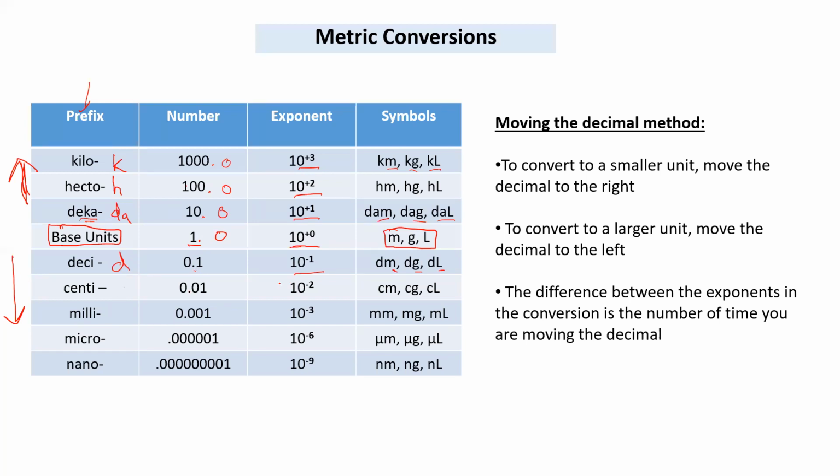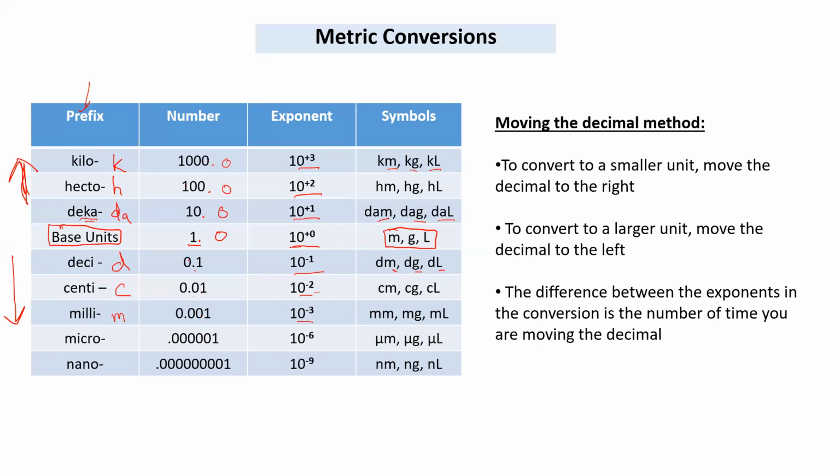And that's 10 to the minus 2. So that's the move the decimal point from the base unit. How many times do we move it? 2 times, because it's 10 to the minus 2. Now milli is 10 to the minus 3, and milli is just an M. And we move the decimal point 3 times to the left. 1, 2, 3 to go from millimeter to meter, or milliliter to liter.